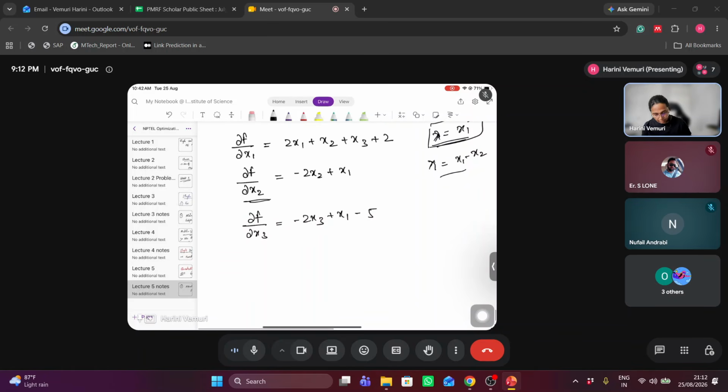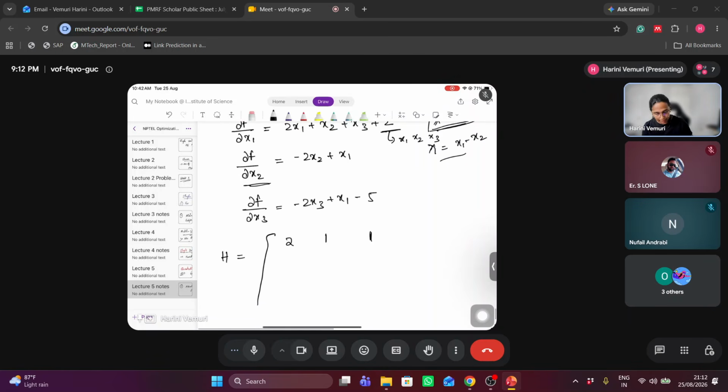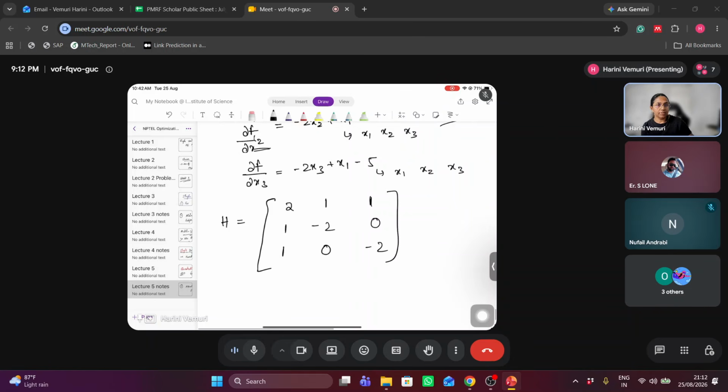Then now we are writing the Hessian matrix. First, we partially differentiate this one with respect to x1, x2, x3 to get the first row. So it is 2, 1 and 1. Then for the second row we partially differentiate with respect to x1, x2 and x3. So it is 1, minus 2, 0. For the third row, we partially differentiate in the order of x1, x2, x3. So it is 1, 0, minus 2. So this is the Hessian matrix we got.